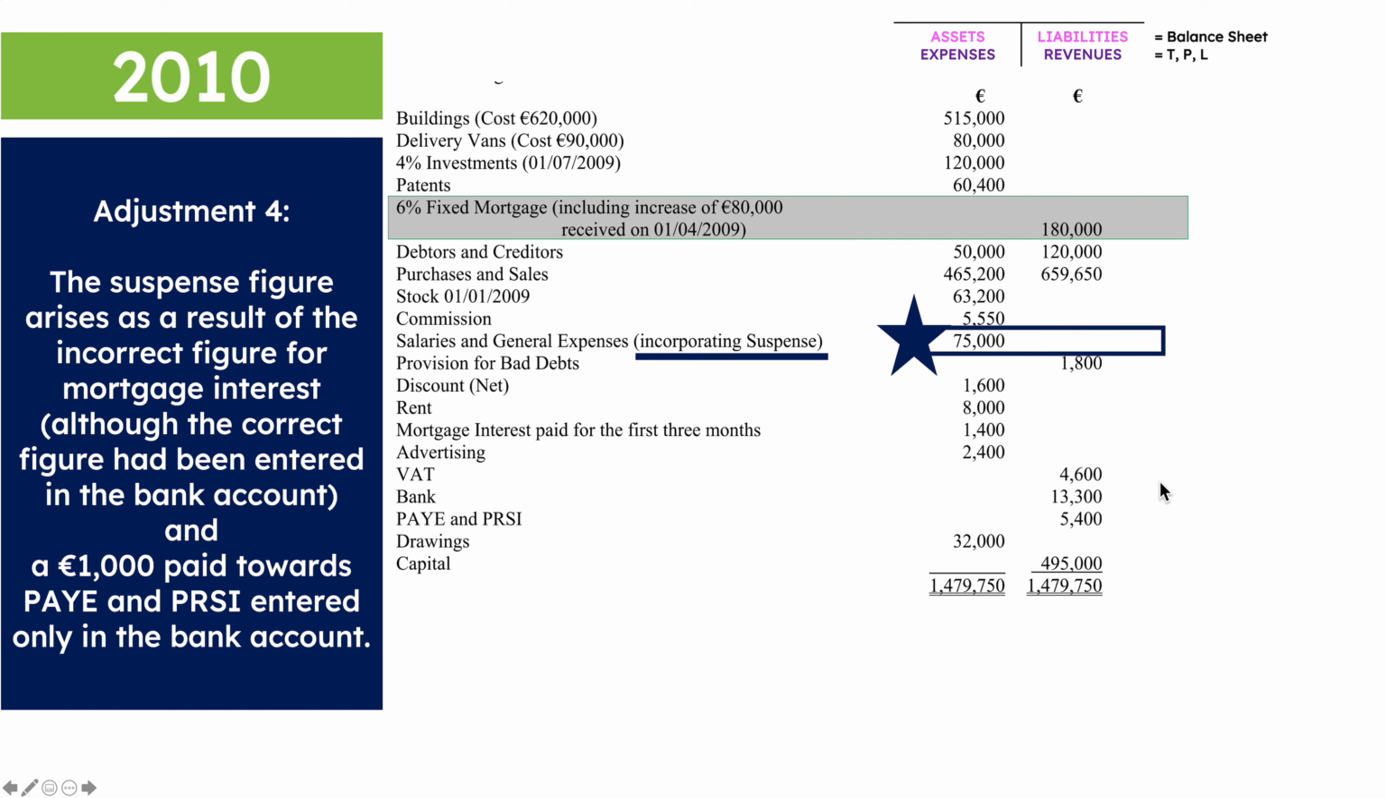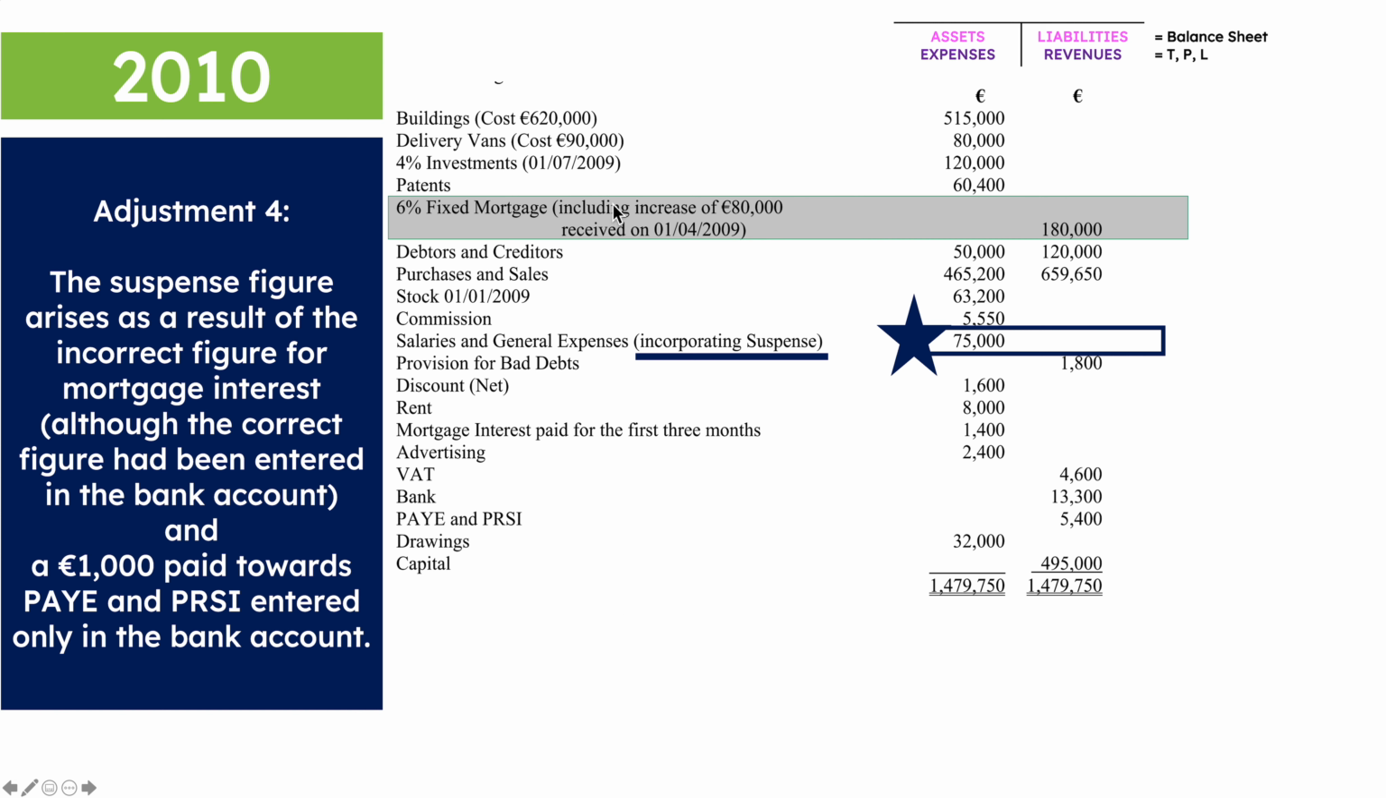Next, we look at the 2010 question. So it was adjustment 4 here. The suspense figure arises as a result of the incorrect figure for mortgage interest, although the correct figure had been entered in the bank account, and a 1,000 euro paid towards PAYE and PRSI entered only in the bank account.